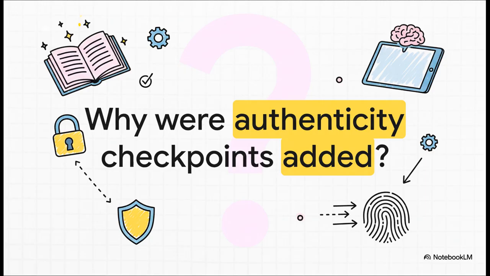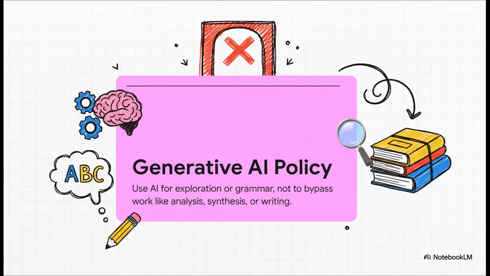You're probably seeing this and wondering, okay, why this extra step? Well, the answer is pretty simple. It's all about making sure we maintain academic integrity, especially now with all these new AI tools out there. These new checkpoints were created specifically in response to generative AI, and the policy is straightforward. Students can use AI tools to maybe brainstorm or check their grammar, but they cannot use them to skip the real work of the course, the actual research, the analysis, the synthesis, and the writing. These checkpoints are designed to make sure the students are the ones doing that heavy lifting.